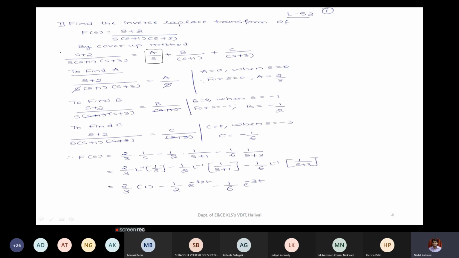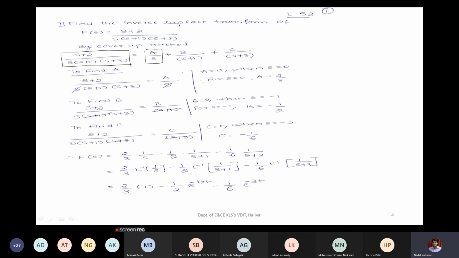this to the original function and check whether you are able to cancel the denominator of the variable. Once you are able to cancel that, a is evaluated at s equal to 0. If you put that value, what you will get is a equal to 2 by 3, assuming a suitable condition here, because 1 by 0 would be infinite.